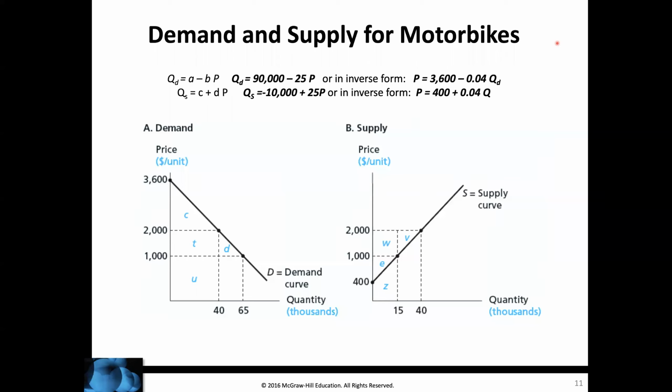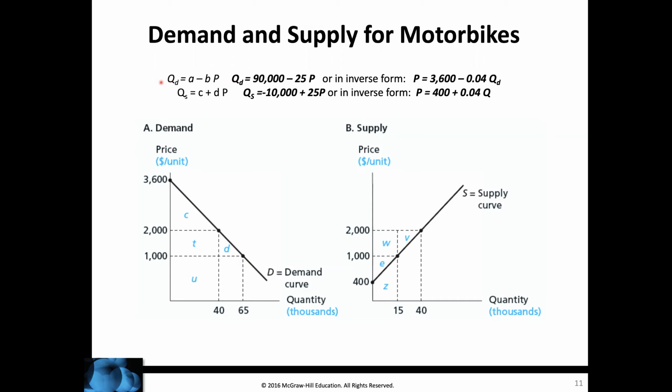Now let's take a look at the demand and supply curves. We're going to look at the demand and supply curve for motorbikes. And you can see on the left-hand side is the demand curve. On the right-hand side is the supply curve. Up above, we've got the formulas for these curves. And you can see that these are linear formulas.